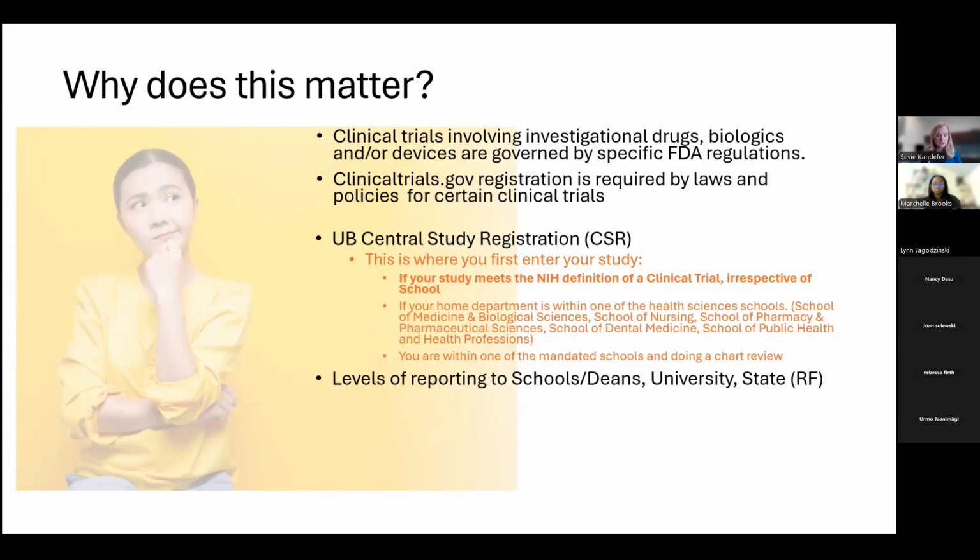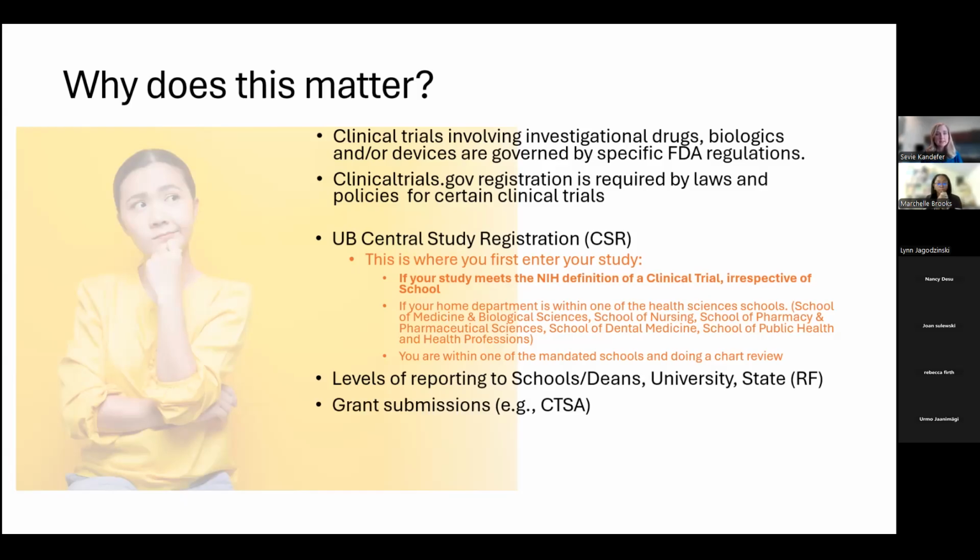And yes, on that question, that selection of a clinical trial gets reported up the chain to schools, to your deans. It gets reported up the leadership here at the university. It also gets reported at a state level to RF. So the university is tracking the number of clinical trials that are being done here. Now, part of that reason is for grant submissions.